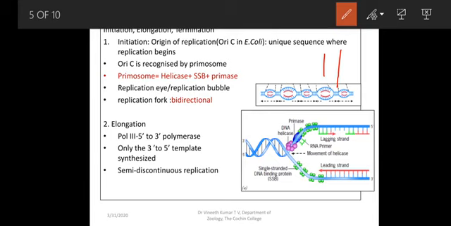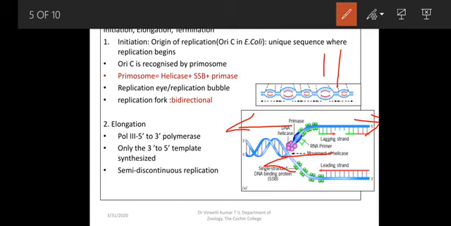Here you can see that as helicase is moving in this direction, replication is happening in this direction. At the same time, replication will also happen in the opposite direction. That is the other half of the replication bubble. So in every replication bubble there will be two replication forks. The two replication forks will be replicating the DNA on both sides.